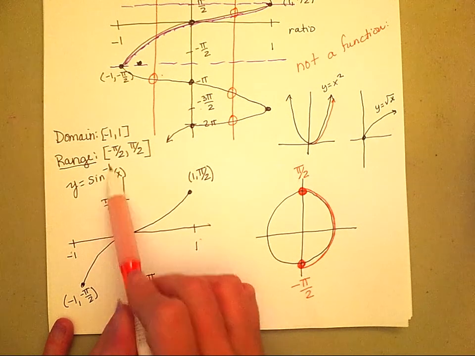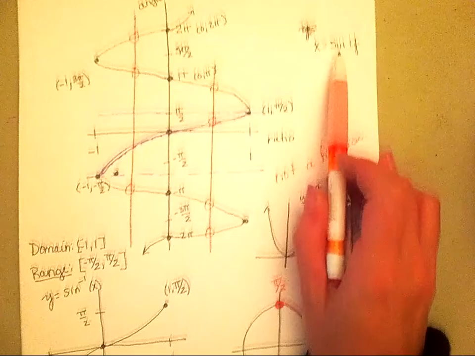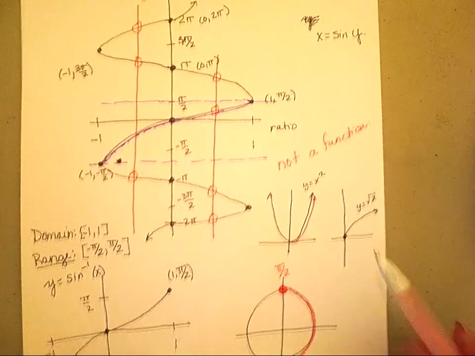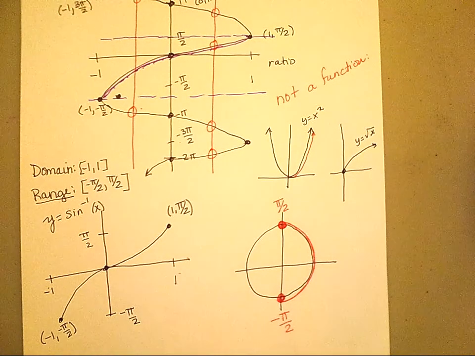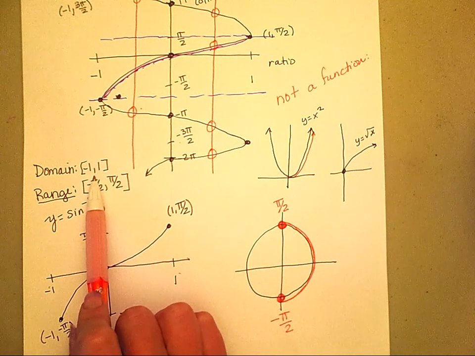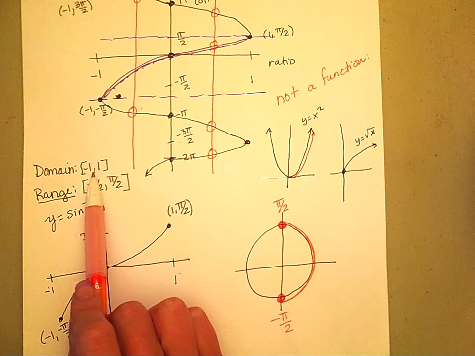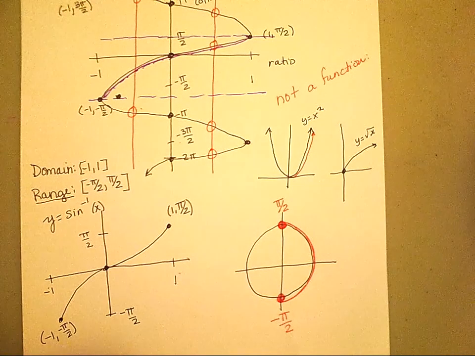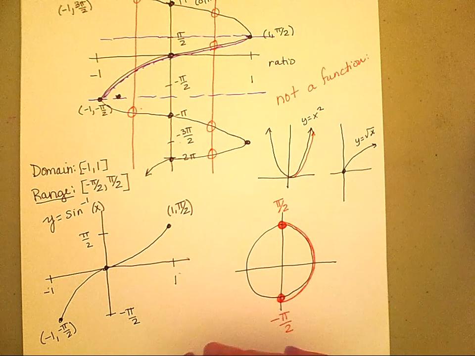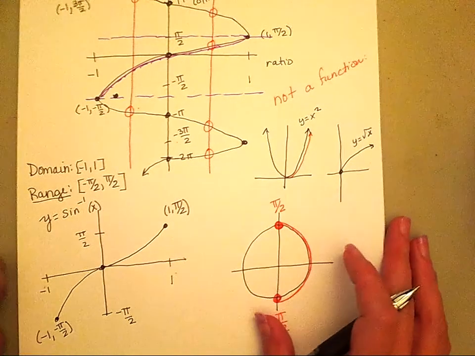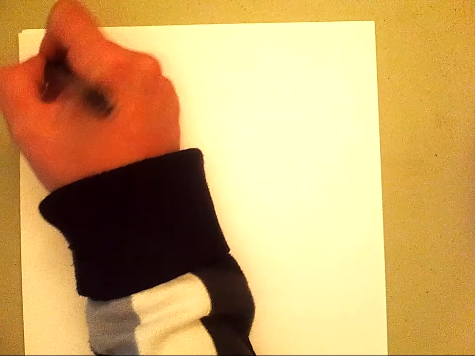So y is equal to the inverse sine of x is equivalent to x is equal to the sine of y. But the important thing here is to remember these restrictions and also what you can put into it. We can't put in a ratio that's larger than 1 or more negative than negative 1. All right, let's try and put some of this into action. So let's do some evaluating.